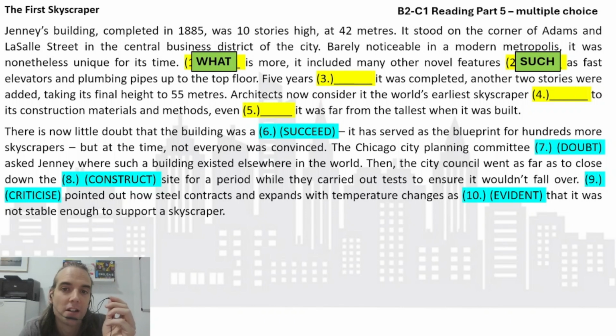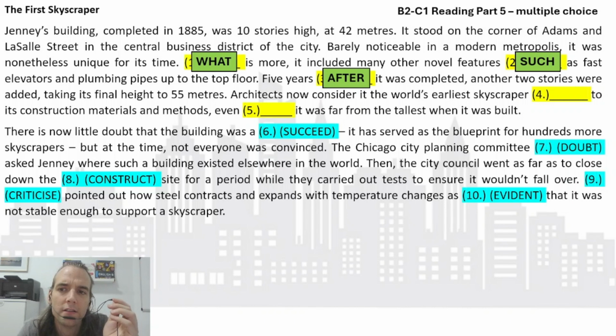Number 3 is a good one, time markers. I think the only word that fits here is after. 5 years after it was completed. We can't say later or anything like that because of the structure of the sentence. This happened 5 years after it was completed because it's like a connecting preposition: 5 years after this happened.